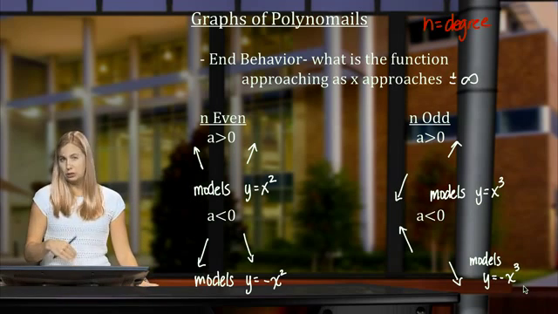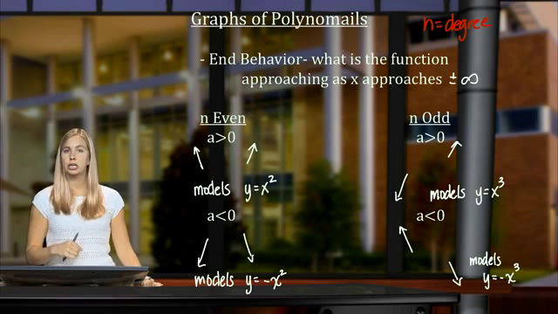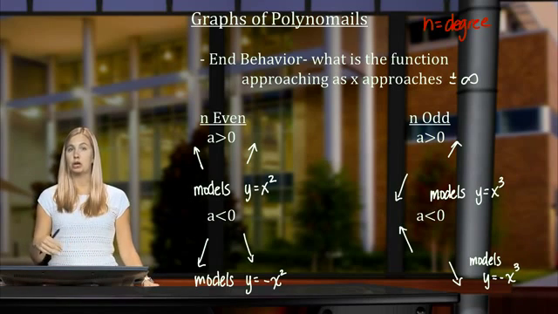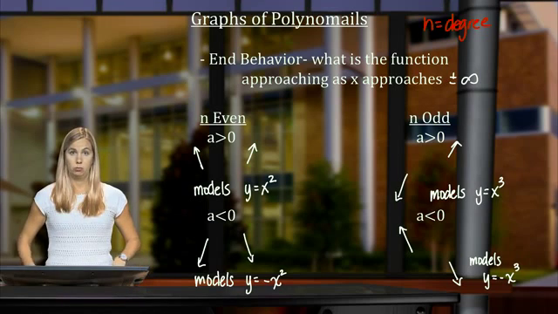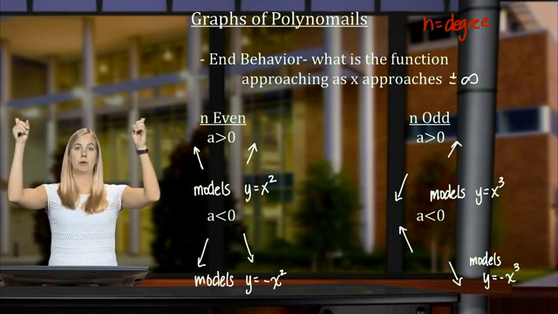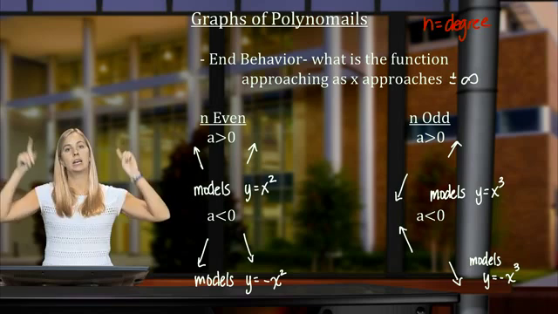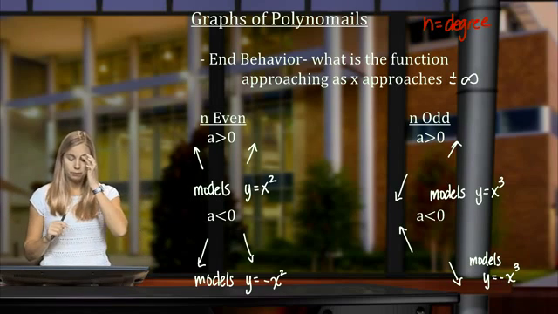Again, let's go over these real quick one more time. If my degree is even, my tails are going to go in the same direction. They are either both going up or they are both going down. If we have a lead coefficient that's positive, they both go up. If we have a lead coefficient that's negative, they both go down.